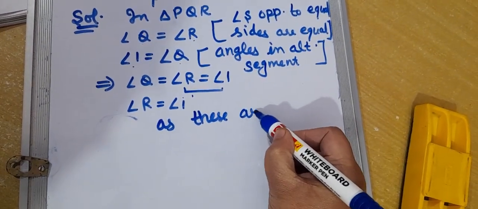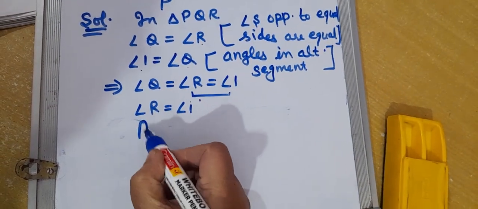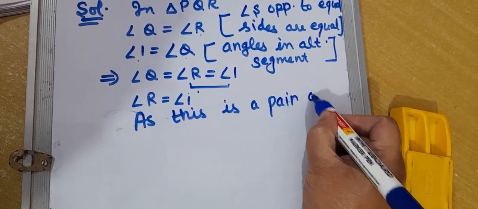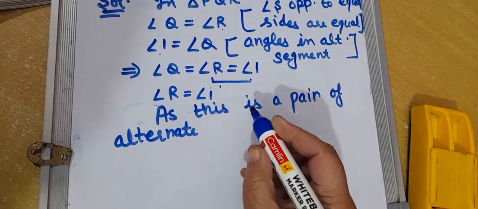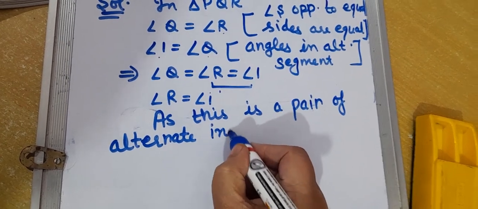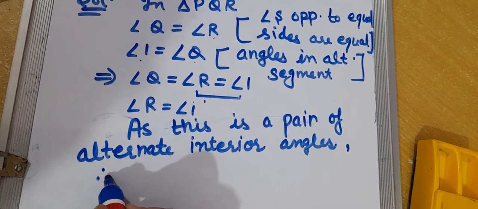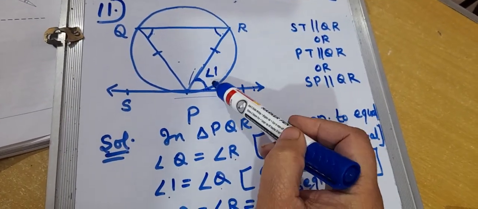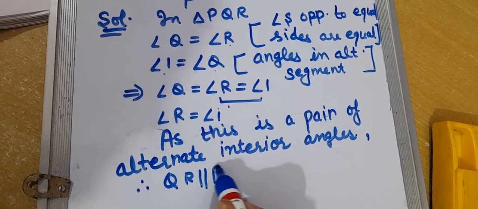as this is a pair of alternate interior angles, therefore QR will be parallel to PT. If alternate interior angles are equal, then lines will be parallel. Therefore, QR is parallel to PT.